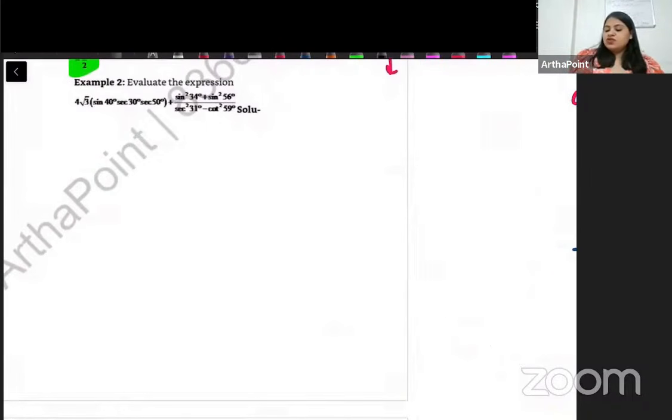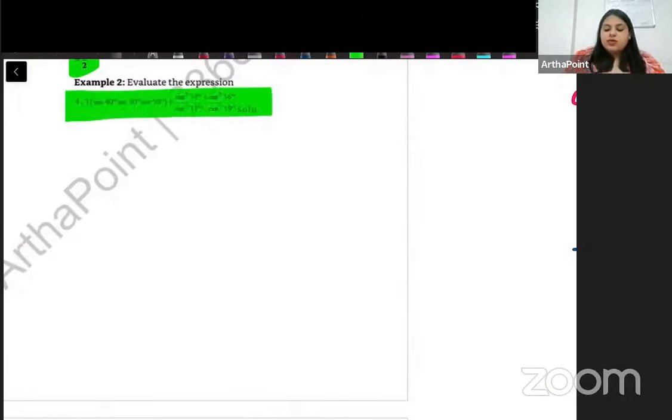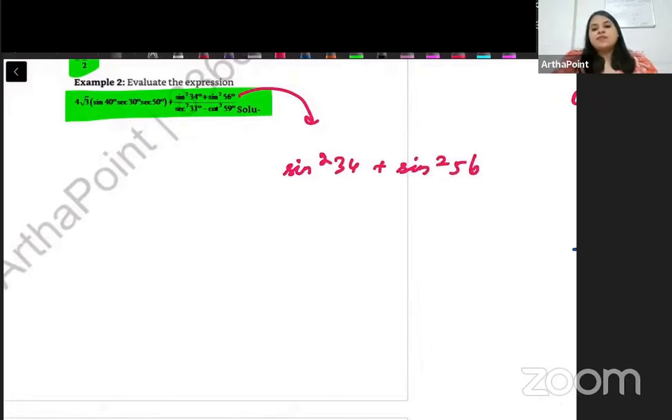I am leaving it to you. These are just using those same identities. So this is what you need to evaluate: 4 root 3 sine 40 sec 30 sec 50 sine square 34 plus sine square 56. जैसे यहाँ देखो बेटा. Sine square 34 plus sine square 56.